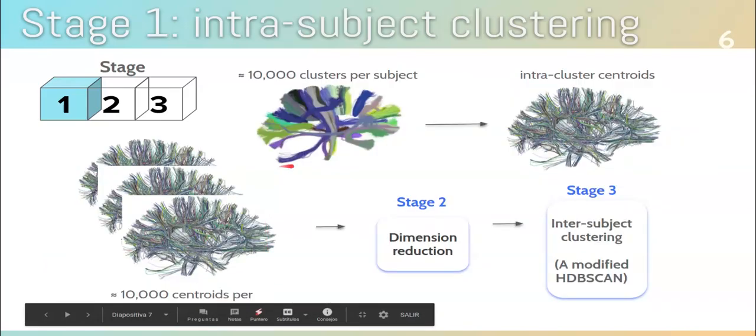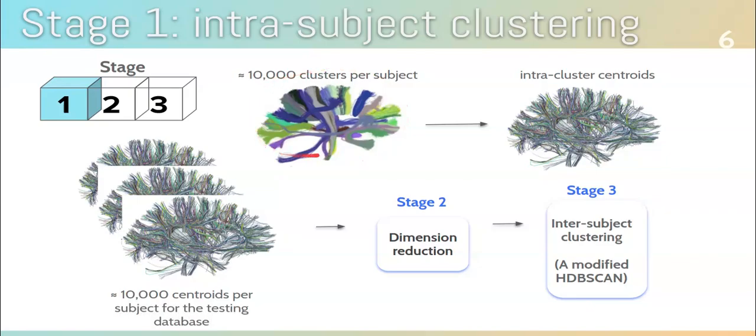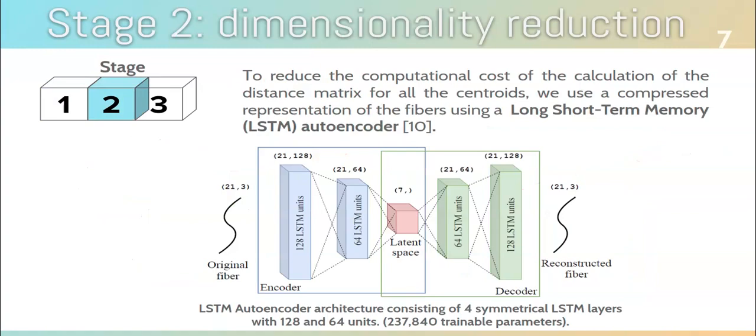So, as a summary, for each subject we obtain about 10,000 clusters. For each one, we calculate the centroid. And using this data, we continue to the next stage. Even with this reduction in the number of fibers, computing the distance matrix is a time-consuming task. In order to reduce the computational cost of centroid pair distance computation, a reduction of complexity is applied to the centroids by means of an LSTM autoencoder.